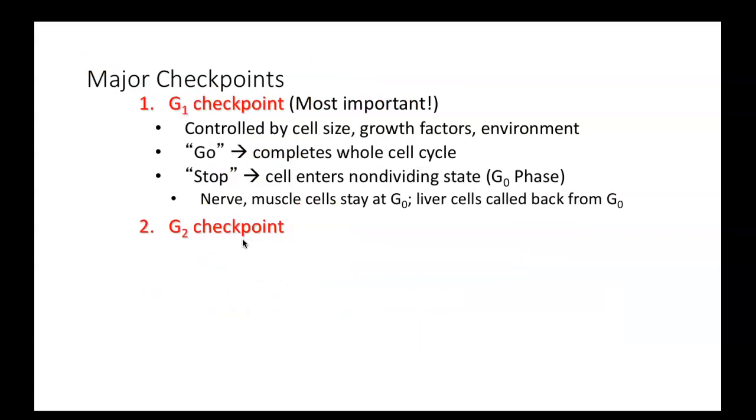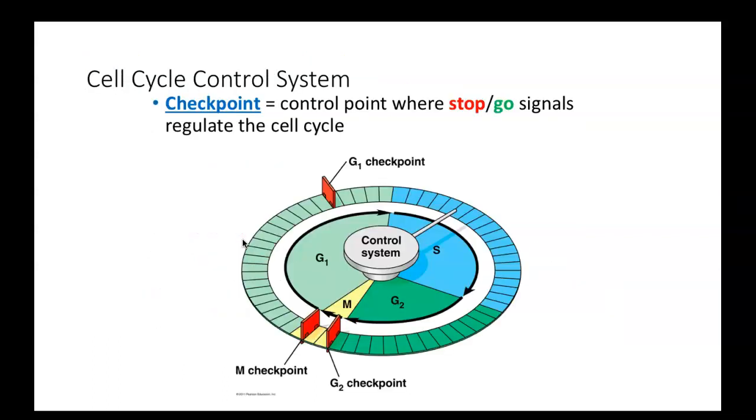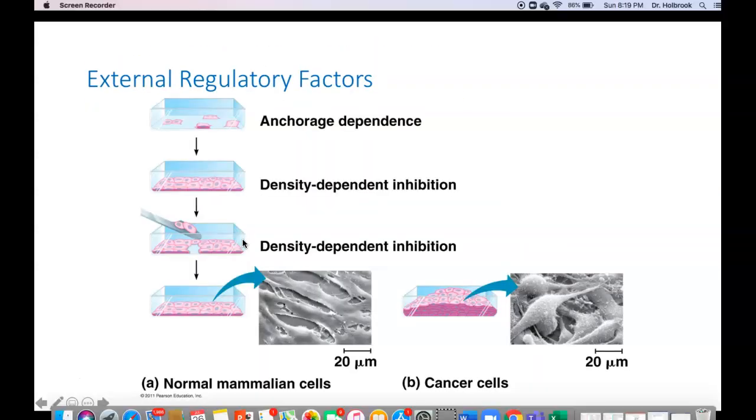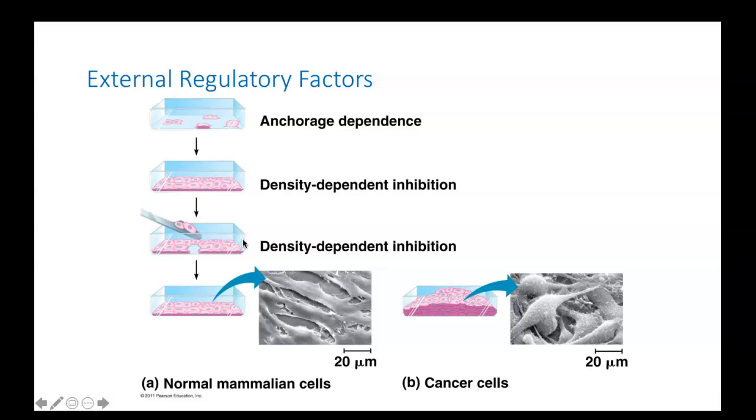All right, so what are some other things? These are internal, I'm going back. That annoys some people when I do that, but I want to go back because I want to look at the picture. These are internal regulatory mechanisms. What about external regulatory mechanisms? Some of our external regulatory factors or mechanisms, whatever you want to call it, include anchorage dependence and density dependence.